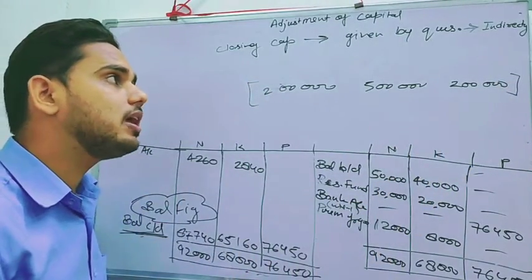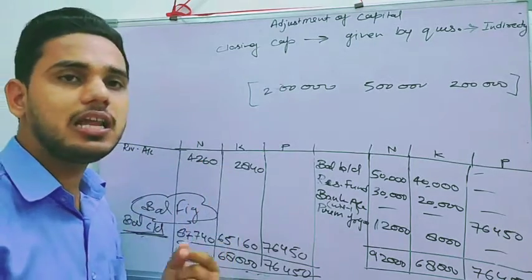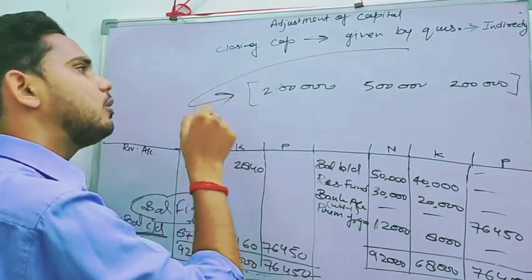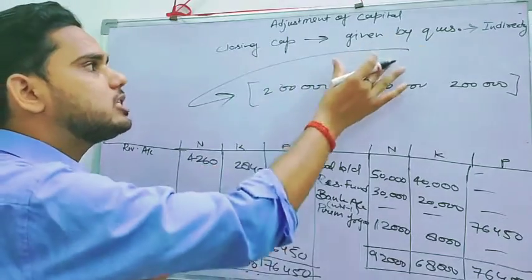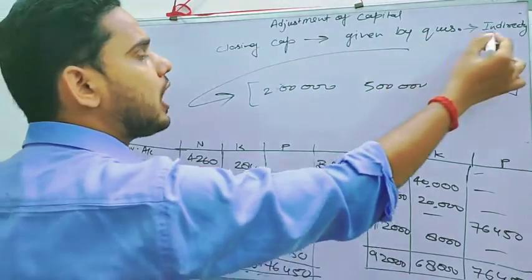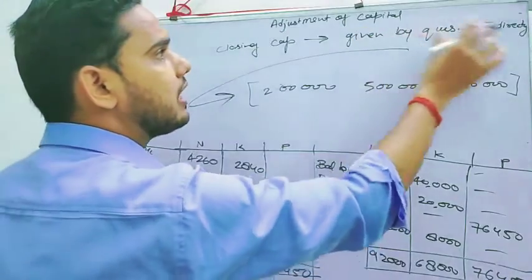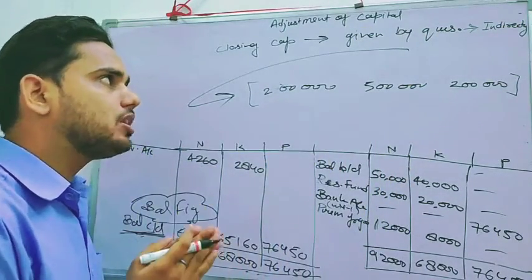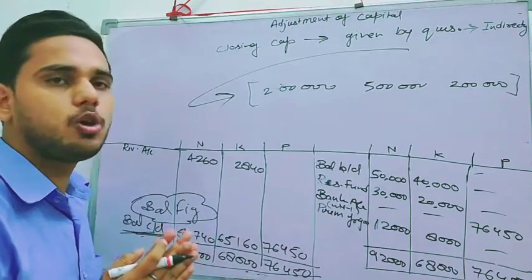Then, sir, what will be given? A method will be given. The question will tell us a way with the help of which we have to calculate the closing capital. We will come to this point, how we can find this closing capital according to the given statement by the question. But before that, let's try to understand the second aspect of this concept.